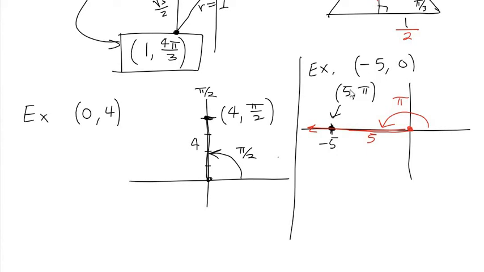Okay, so a lot of people get a little confused because in Cartesian it was a negative 5 and in polar it's a positive 5. But that's because in the polar coordinates, the fact that you're going off to the left is indicated by the fact that you are going along the terminal side of the angle that measures pi radians. Okay.